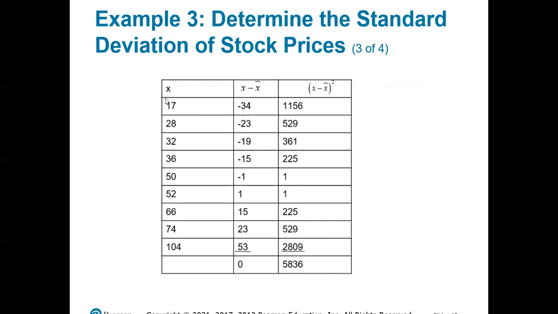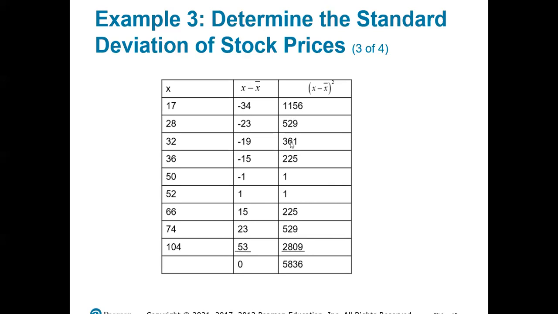And then take each number and subtract that from 51. So 17 minus 51 is 34, or negative 34. By the way, it doesn't matter which one. You can put x bar minus x or x minus x bar because you are going to square it. And we know when you square, negative 3 squared is the same thing as 3 squared. So it doesn't matter which one you do first. Once you get all these differences set up, then you need to square them. 34 squared is 1156. Like you see here, negative 1 squared is 1, 15 squared is 225, and so forth.